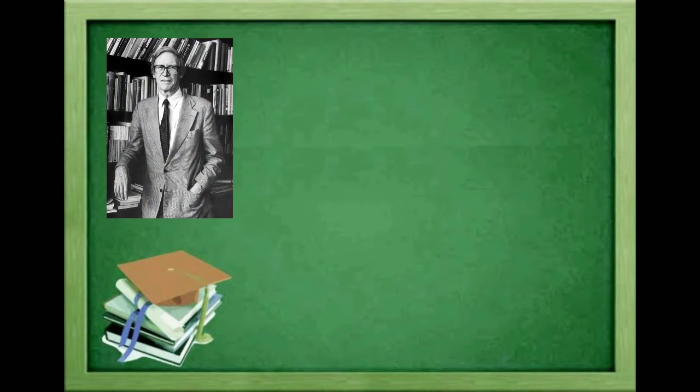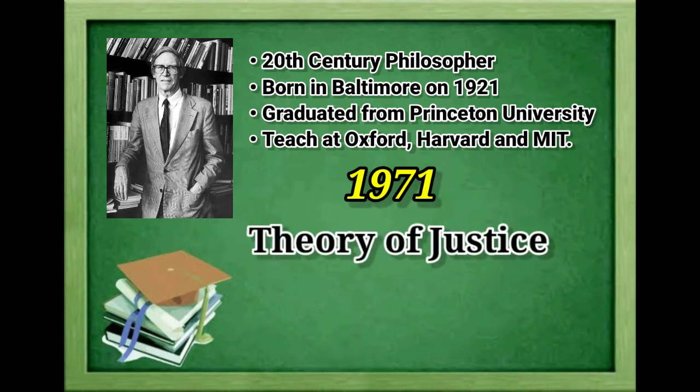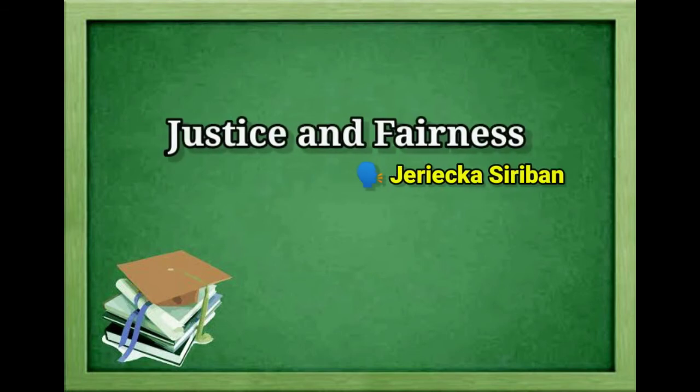Let me introduce to you who John Rawls is. John Rawls is a popular 20th century philosopher. He was born and raised in Baltimore, Maryland in the year 1921. Rawls studied at Princeton University and proceeded to teach at Oxford, Harvard, and MIT. In 1971, he published A Theory of Justice, in which this moral work attempts to develop a standard of principles that could create a fair and just society. So to further dig into our topic, let's hear from Jerica Siriban about justice and fairness.